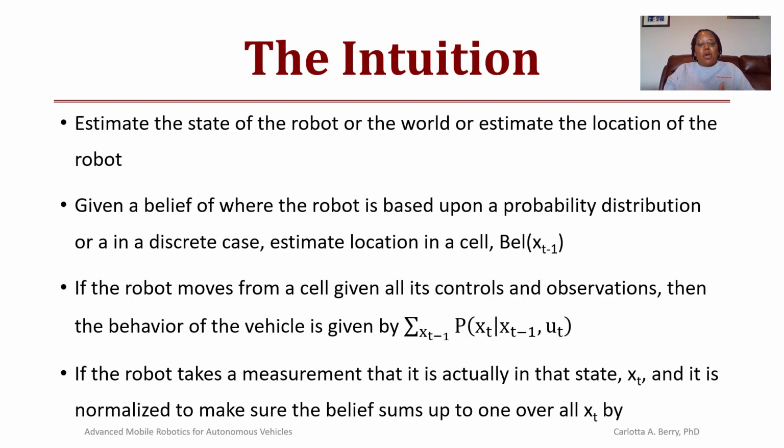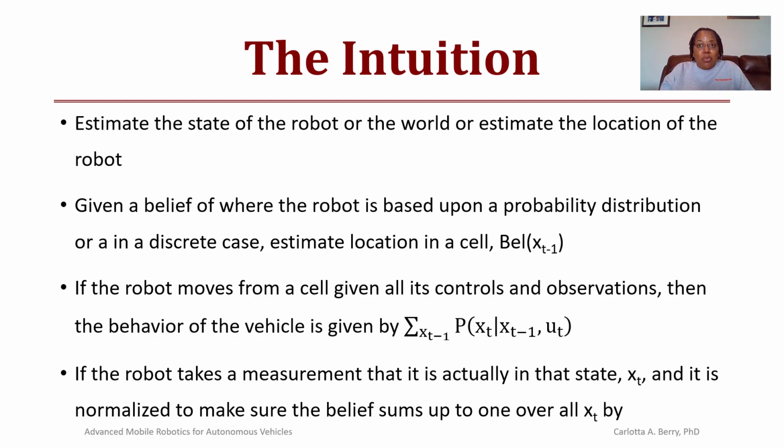To estimate the state of the robot in the world, or the location of the robot, you have to use a belief of where the robot is based upon a probability distribution. It's easier to see this in a discrete case, for example, estimating the location of a robot in a grid cell in a grid-based world. So we believe the robot was previously at the state t minus 1. And if we know how the robot moves in the world, we can then come up with a belief on where the current cell is based upon controls and sensor observations. It's kind of what you do when you do localization.